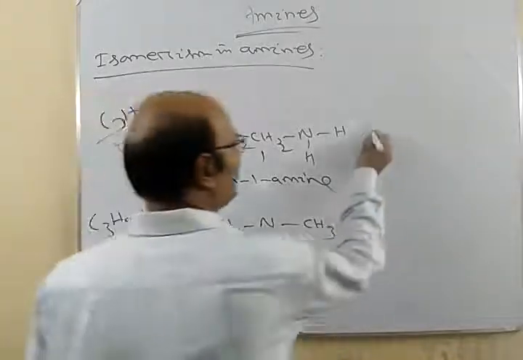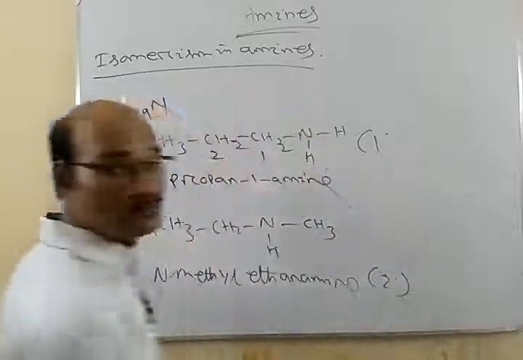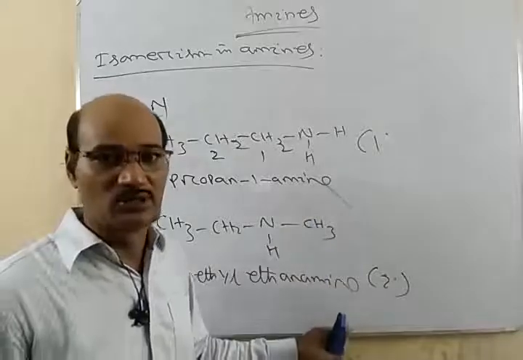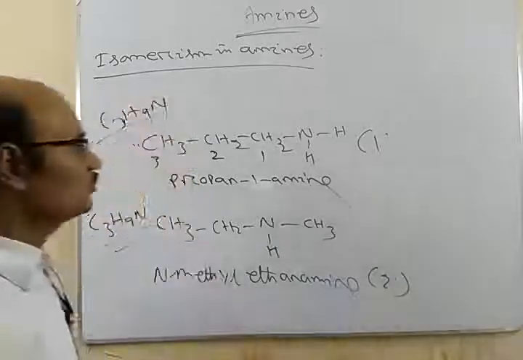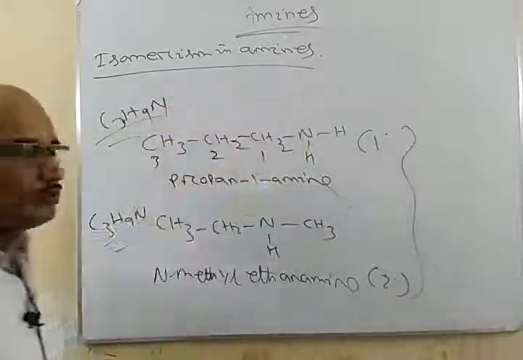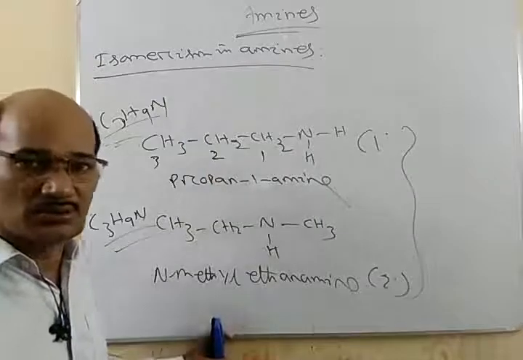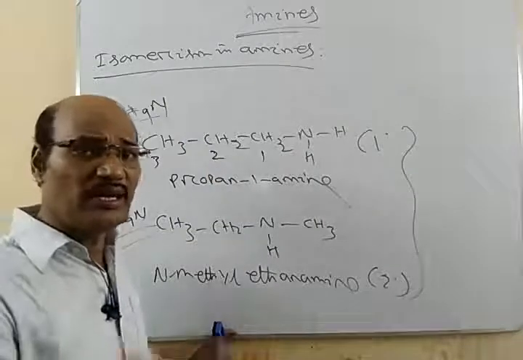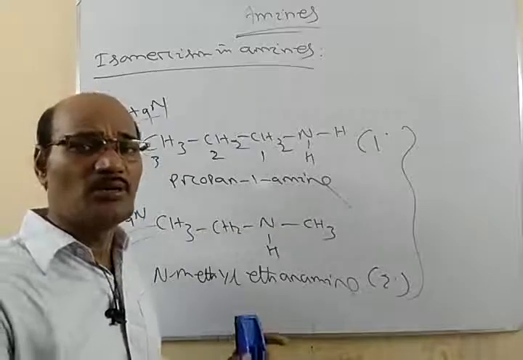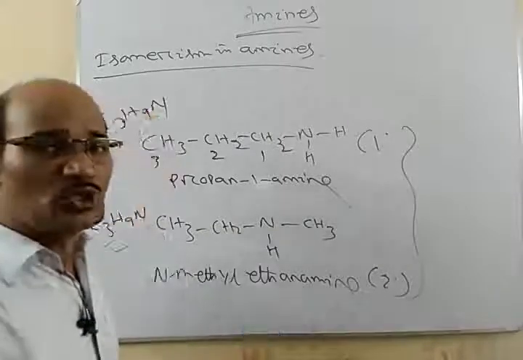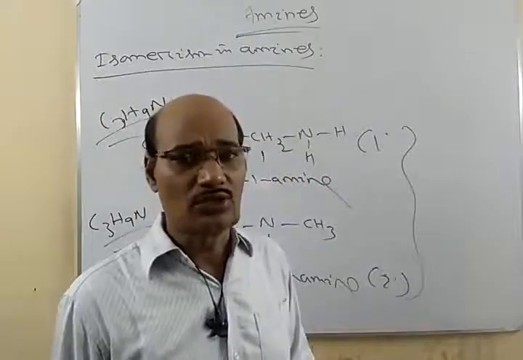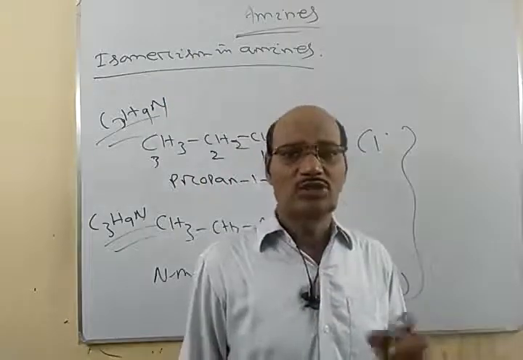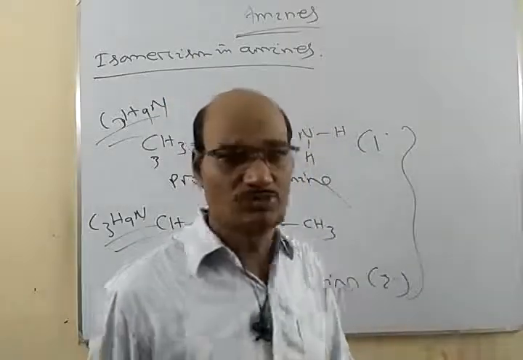So this is a primary amine, and this is a secondary amine. The chemical nature of these two amines is different. So we say these two are functional isomers of each other. Also primary, secondary, and tertiary amines, all three are functional isomers of each other. So amines can possess position isomerism, chain isomerism, and also functional isomerism.